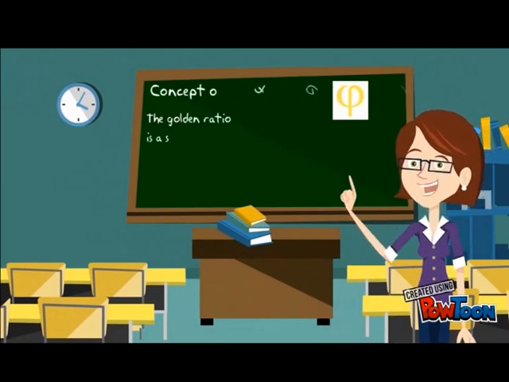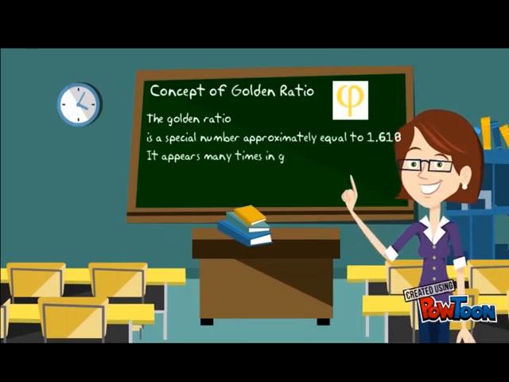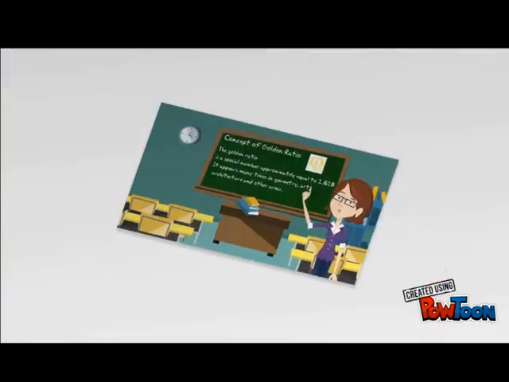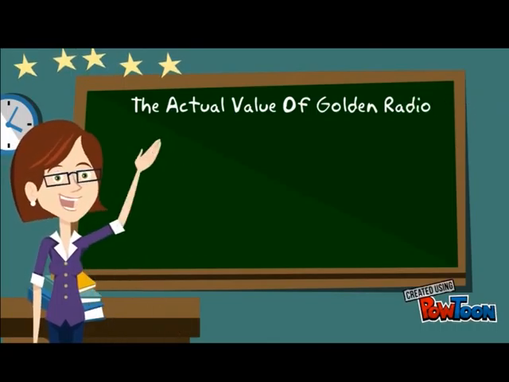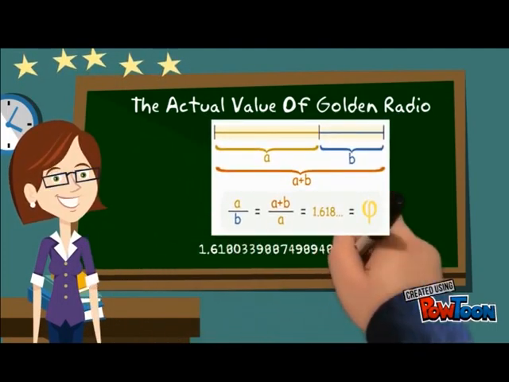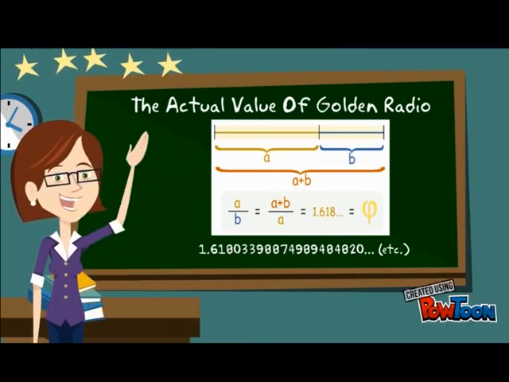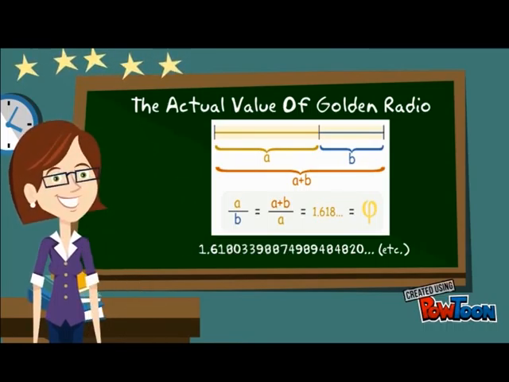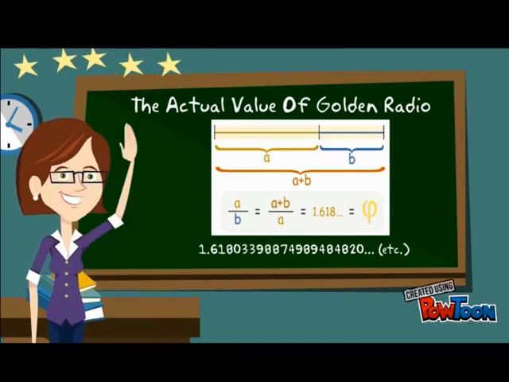The golden ratio is a special number approximately equal to 1.618. It appears many times in geometry, art, architecture, and other areas. We find the golden ratio when we divide a line into two parts, so that the whole length divided by the long part is also equal to the long part divided by the short part. The digits just keep on going with no pattern. In fact, the golden ratio is known to be an irrational number.